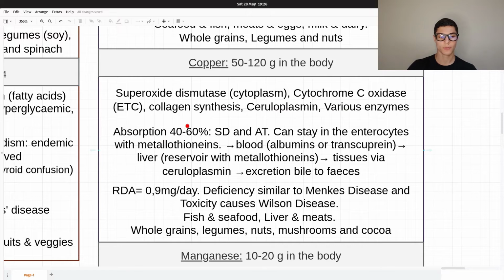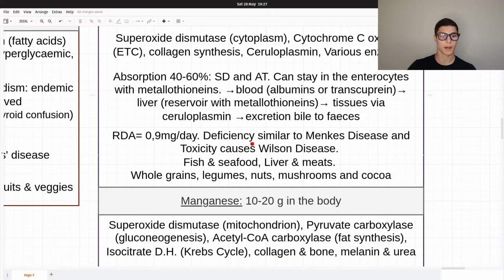The absorption is 40 to 60%. We use the simple diffusion and active transportation. This is to enter the enterocyte, this is to leave it. And it can stay in the enterocytes with the metallothioneins. It goes to the blood, as I said, with active transportation, and it travels bound to albumins or transcuprin. It can enter the liver, in which there is a reservoir with metallothioneins, and it can go to the tissues with the ceruloplasmin. The excretion is in the feces using the bile.